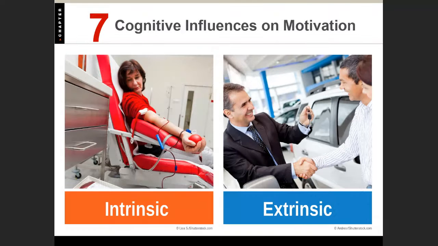Now, just a little bit more about motivation. There are cognitive influences on what motivates us. So there are intrinsic motivators and extrinsic motivators. Intrinsic motivators are those that come from within us, something that fulfills us, and we do something because it's the right thing to do, like giving blood. And then there are extrinsic motivators, which are ones that we do for some sort of reward, such as selling a car and getting a bonus for doing that.